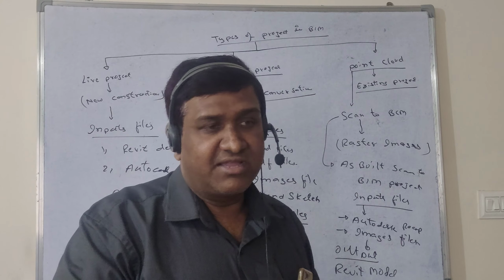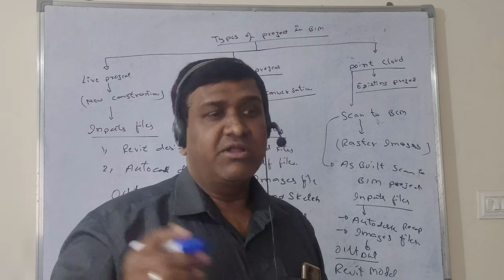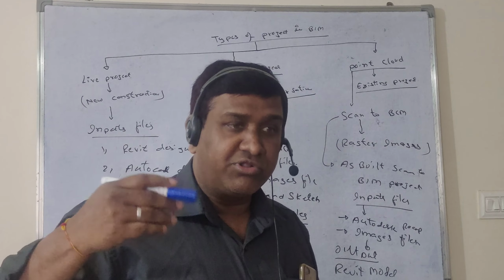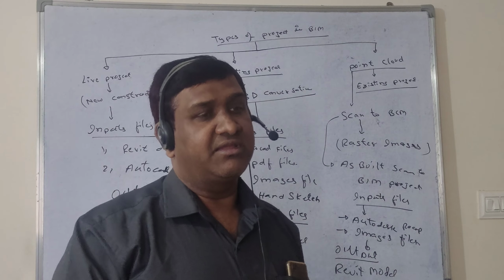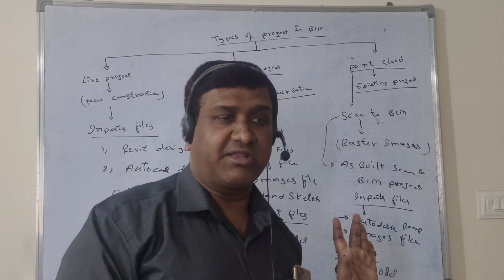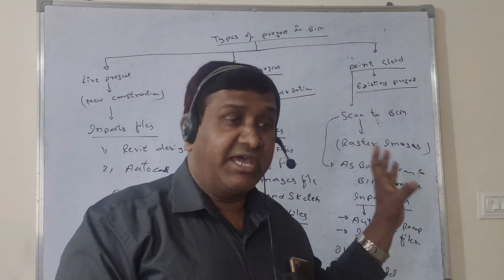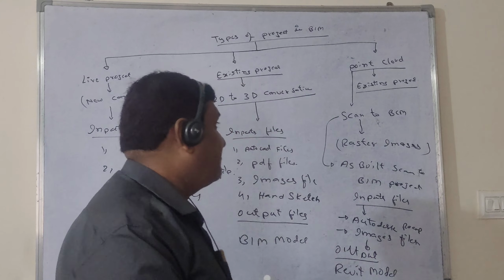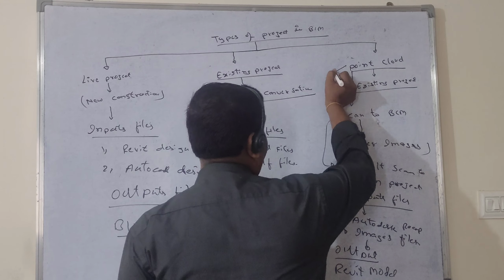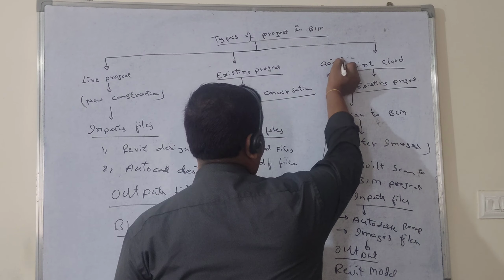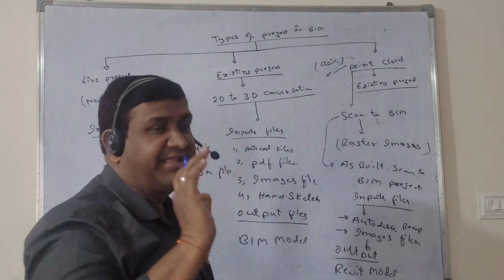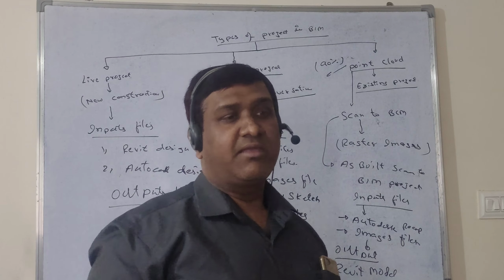So how will it work? You have to measure and again put the text by yourself. Maybe that is correct, maybe not. So here we are developing only a 90% model in point cloud, 90%. We can't say 100% model, a 90% model will be the result.